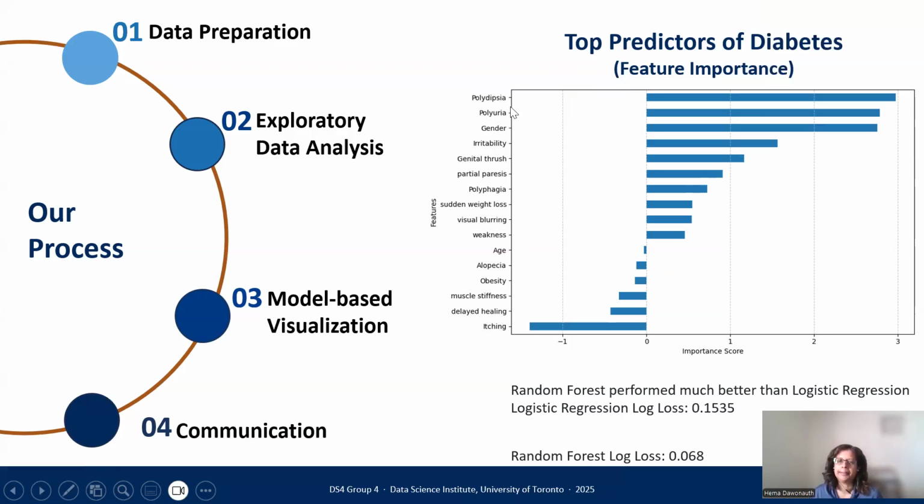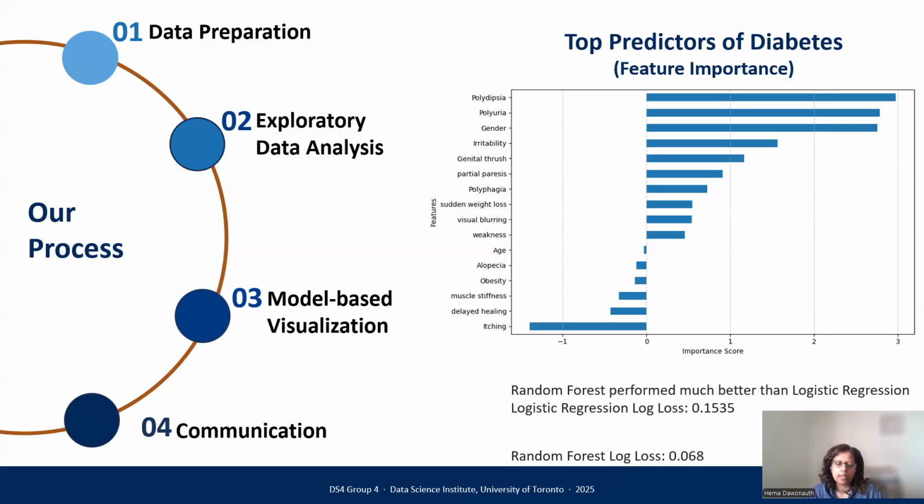The features include polydipsia, which is frequent thirst, polyuria, which is frequent urination, gender, which also has an effect, irritability, genital thrush, and partial paresis. So we had 16 features that we had to use. We did the exploratory analysis to see which graphs would make the most sense based on the symptoms and so on.